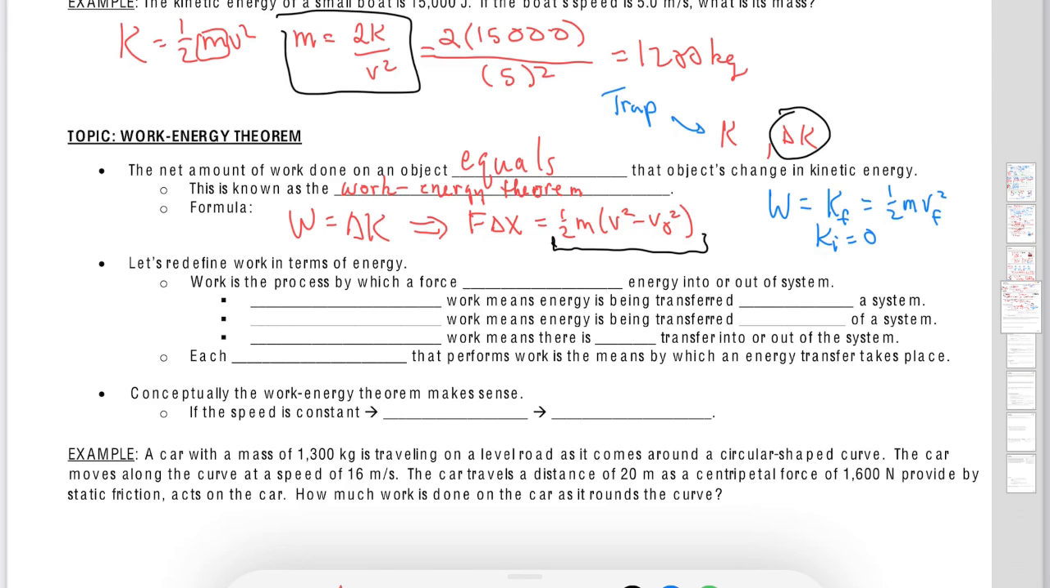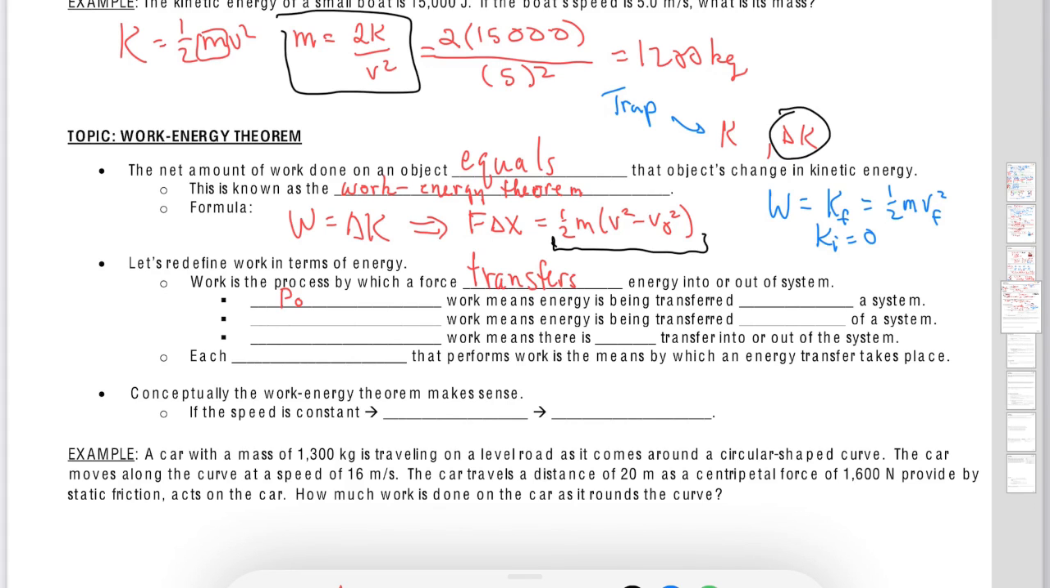What this actually allows us to do is redefine work in terms of energy. This is the basis of our unit here. We talked in the first video of this unit about transferring a quantity, and this is what we're transferring. Work is the process by which a force transfers energy into or out of a system. Earlier we talked about how work can be positive, negative, or 0. This is the application of that.